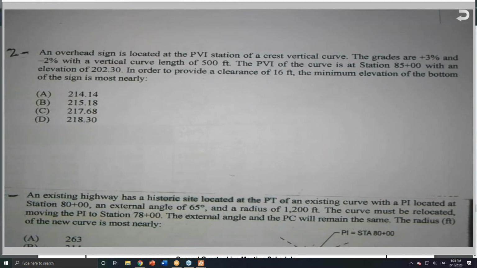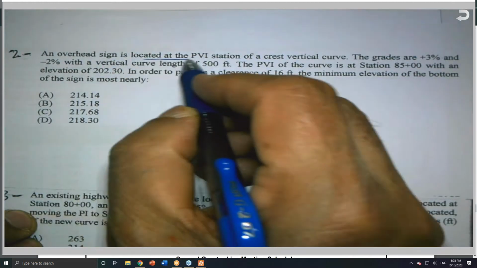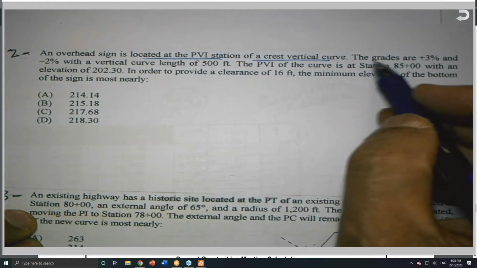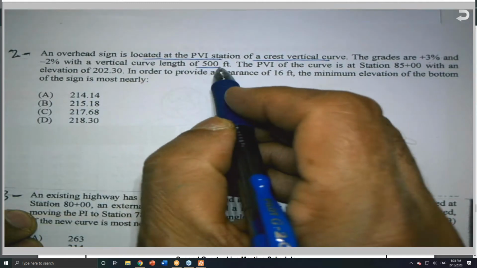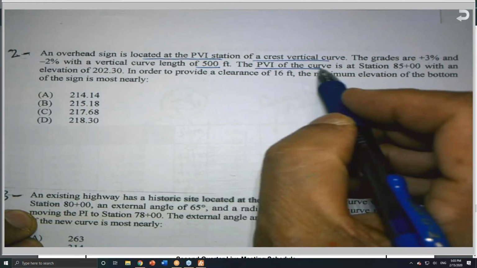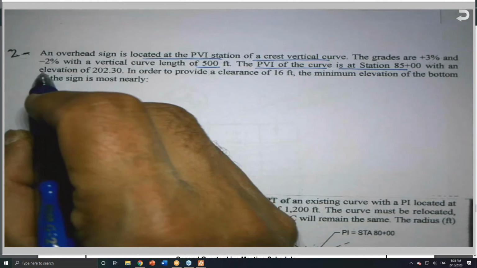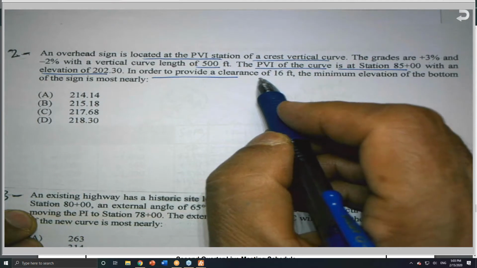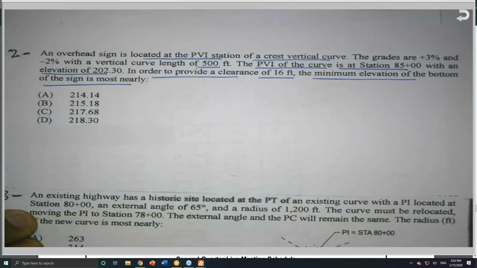Problem number 1, we solved it, the mass diagram problem. I will scan it and send it to you, or somebody on Monday will do that. So, an overhead sign is located at the PVI station of a crest vertical curve. The grades are positive 3% and negative 2%, with a vertical curve length of 500 feet. The PVI of the curve is at station 85 plus 00 with an elevation of 202.3. In order to provide a clearance of 16 feet, the minimum elevation of the bottom of the sign is most nearly.